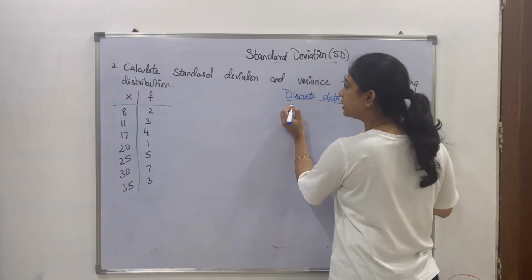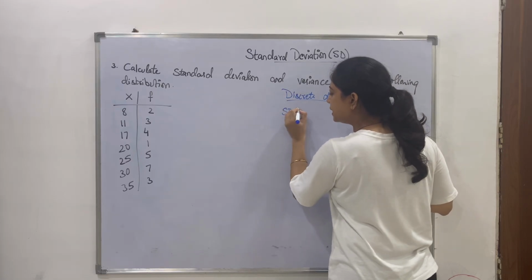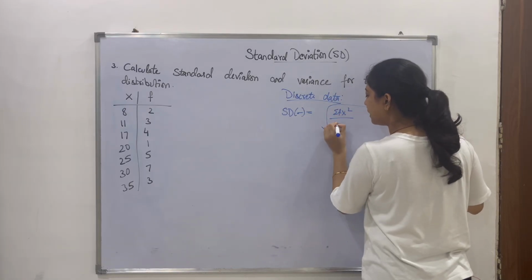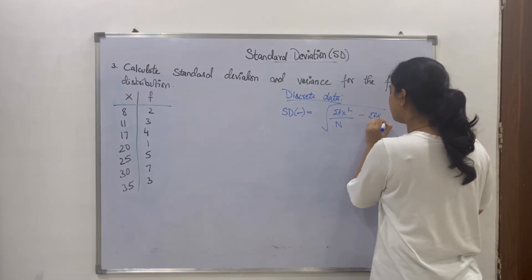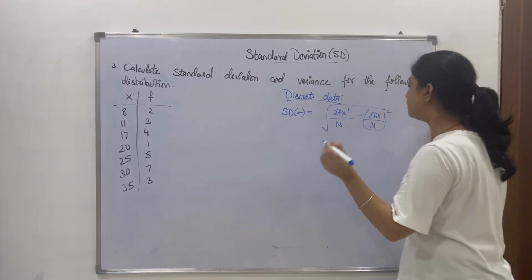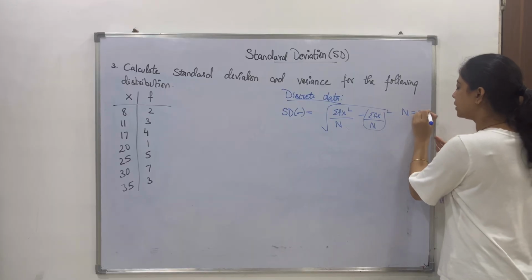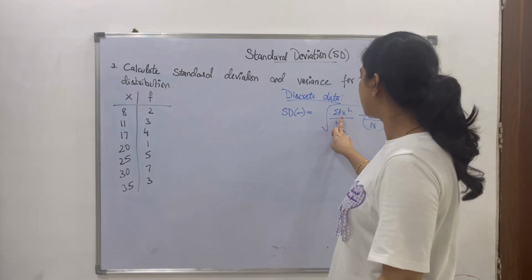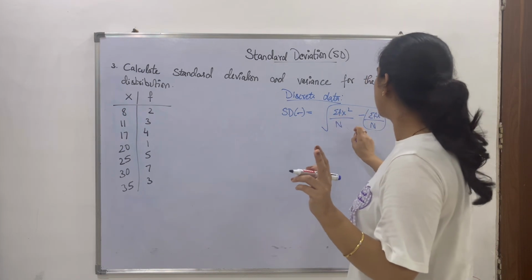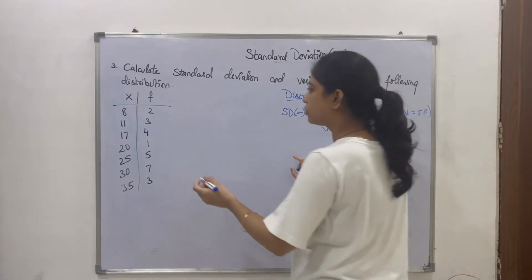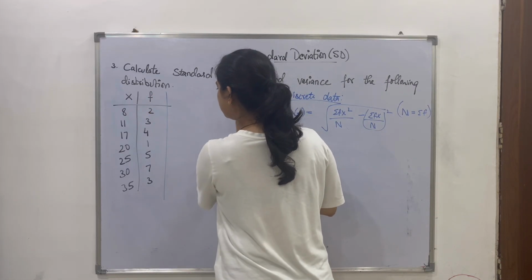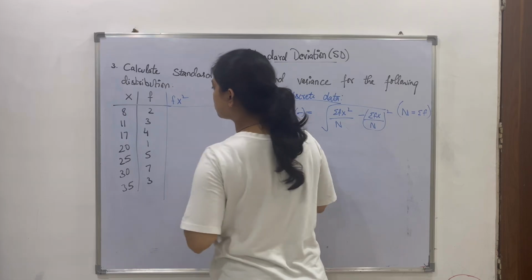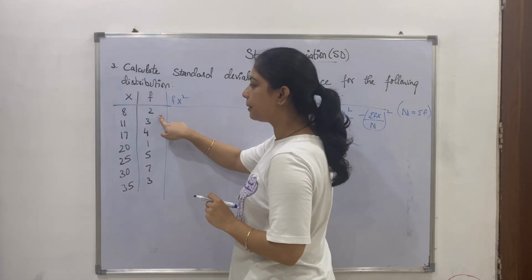Now, the formula for standard deviation for discrete data is SD sigma under the root summation fx square by capital N minus summation fx by capital N the whole square. Already we know capital N is nothing but total frequency. If you don't remember, you can make a note of this. Now, for this we need to calculate two columns, f into x square column and fx column. So let us calculate f into x square column first. f into x square: you have to square the x values and then multiply with frequency.